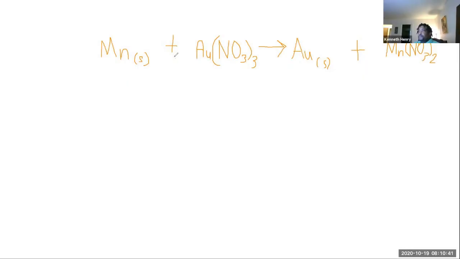So which metal is being oxidized and which metal is being reduced? And is this equation balanced? No. Okay. Then how do I go about balancing it? Let me do it.